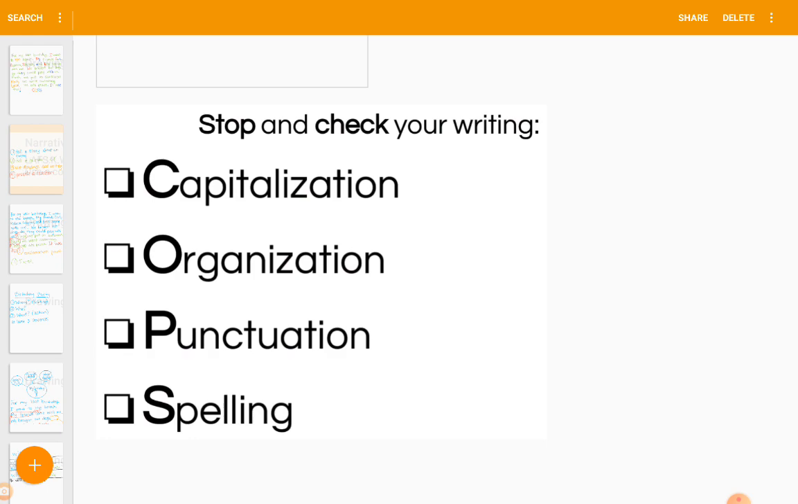Remember, first, next, last. P, punctuation, periods, question marks, exclamation points. Did you use the right punctuation? And did you end each sentence with punctuation? S, spelling. Go back and make sure all your words are spelled correctly.